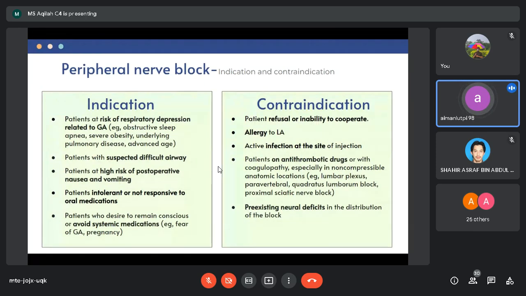The contraindications for peripheral nerve block are, of course, when the patient refuses. Next is allergy to local anesthetic, for example lidocaine. Then active infection at the site. Also, it is contraindicated in patients taking antithrombotic drugs or with coagulopathy, because of the risk of bleeding. And the last one is pre-existing neural deficit.